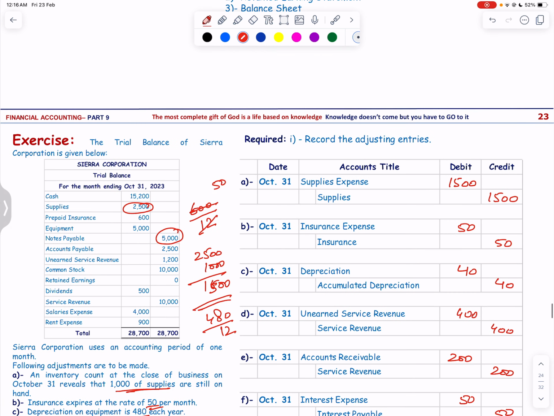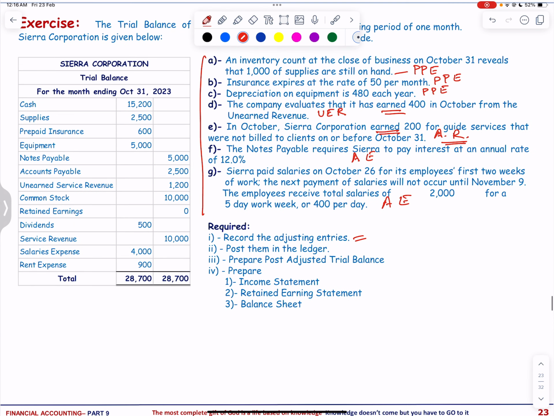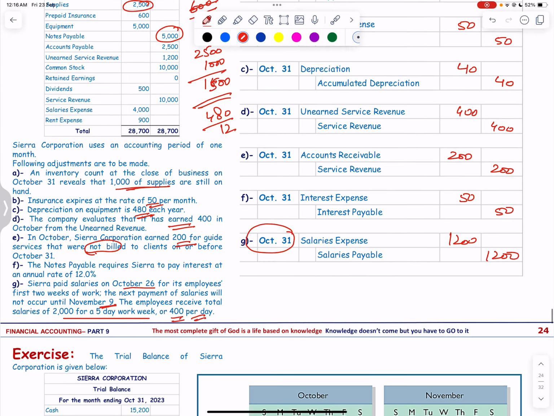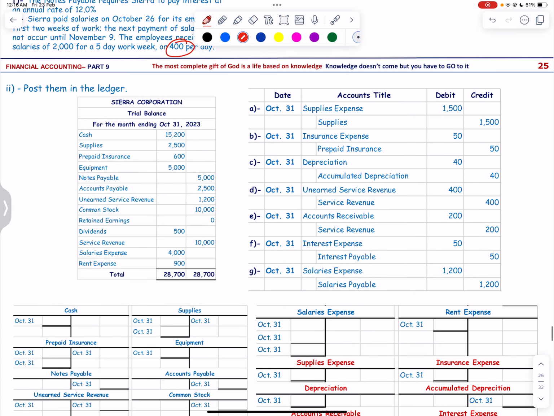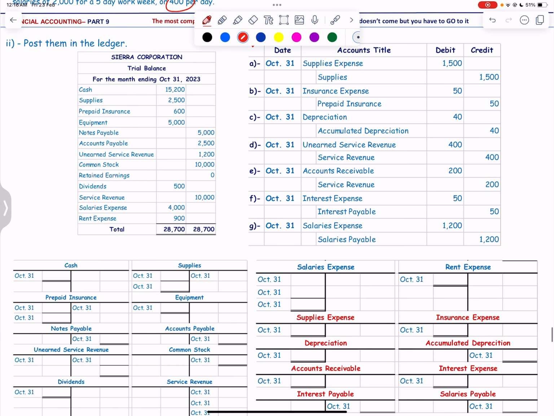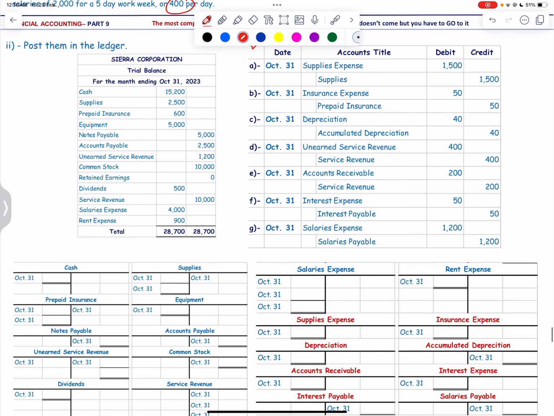So we have done the first part. We have recorded the adjusting entries as it was required and we have to post them into the ledger. So let us see how we do that. We have already made the journal entries. First of all, we will post all the balances from the trial balance and let us see how we do that.